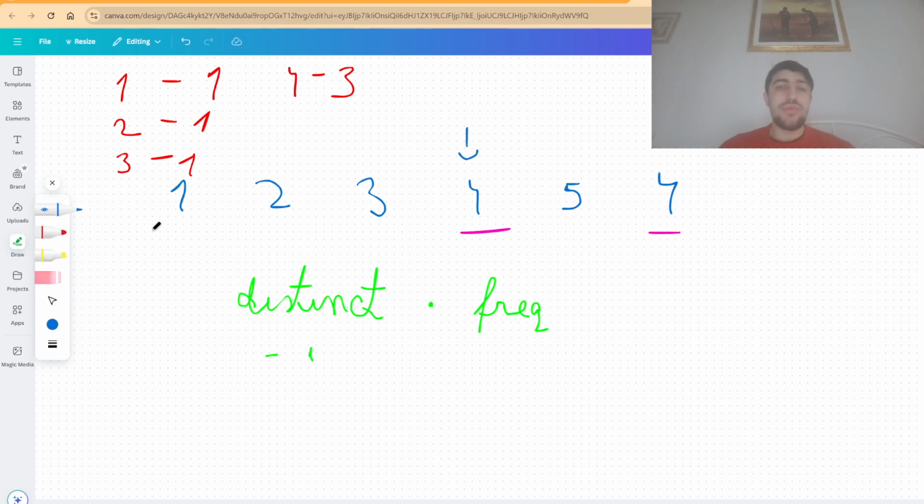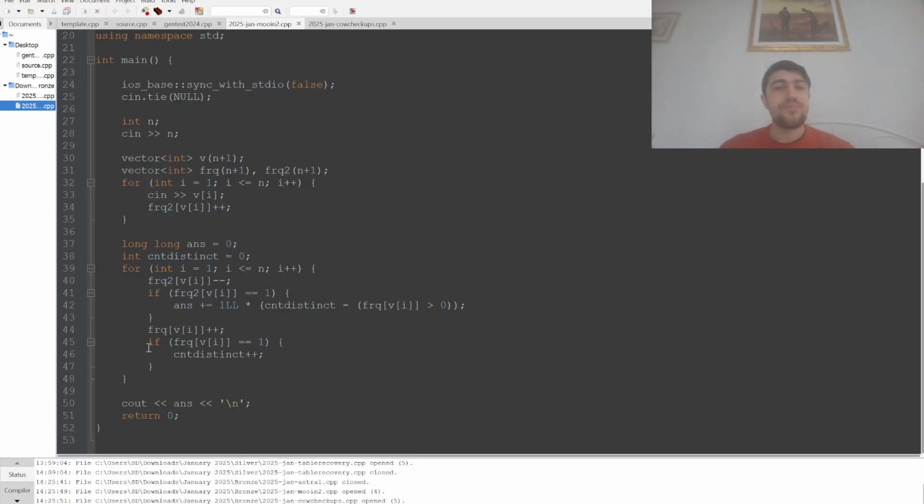You need to take note that frequency array problems have showed up a lot as of late, and it's a very important concept, especially nowadays. And now I'm going to show you the code.